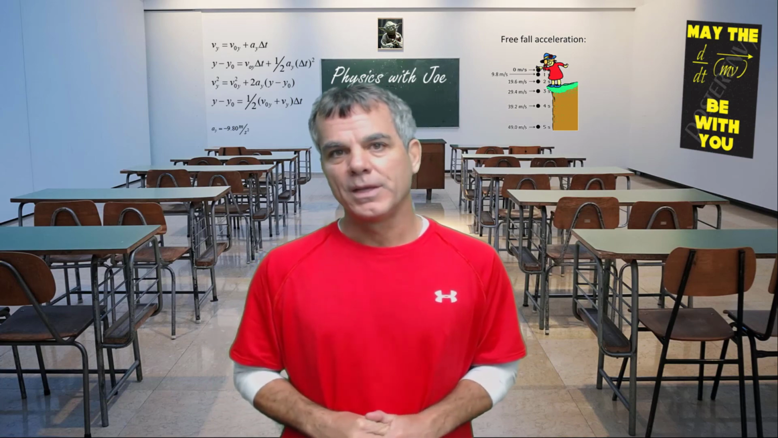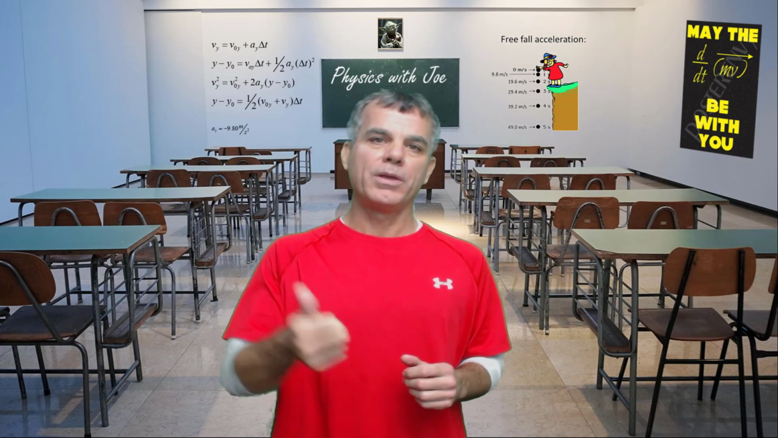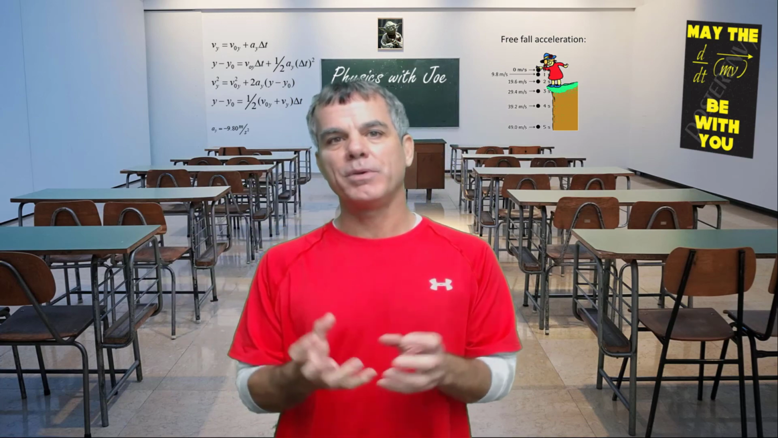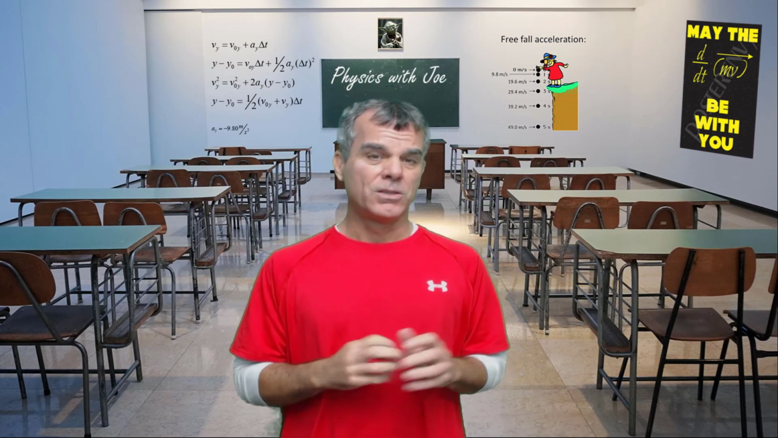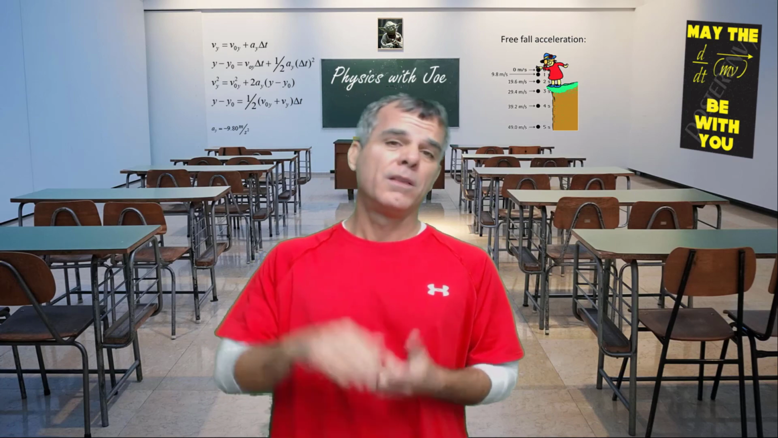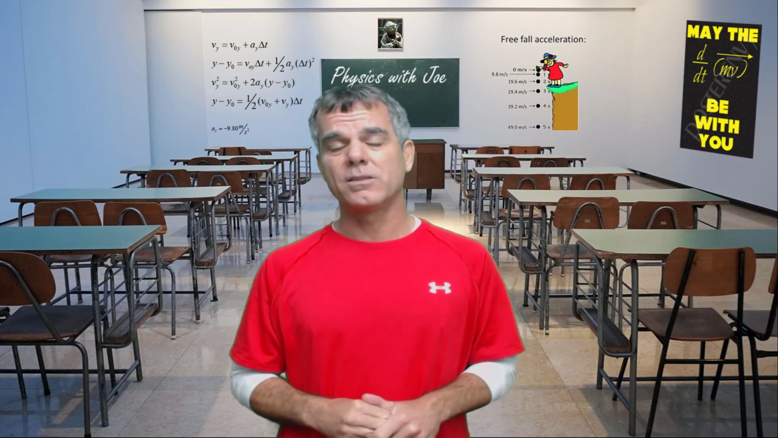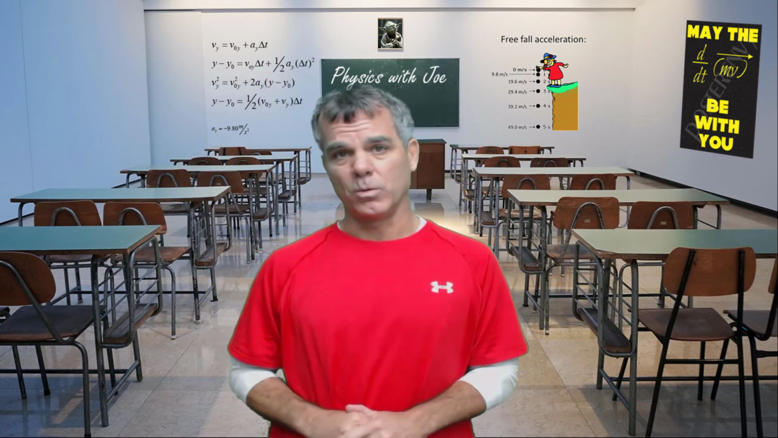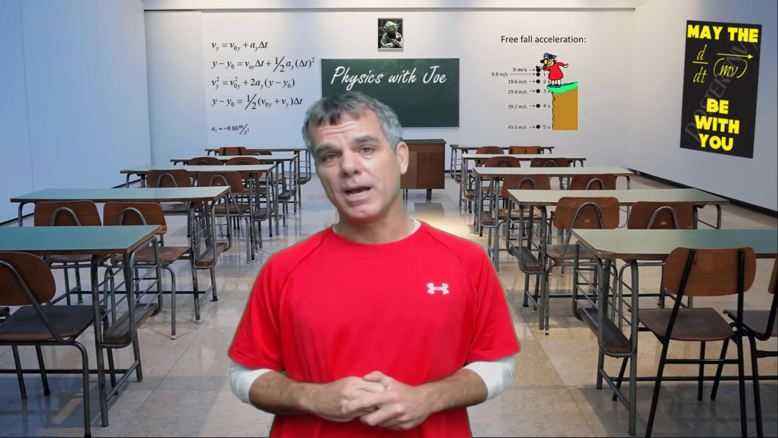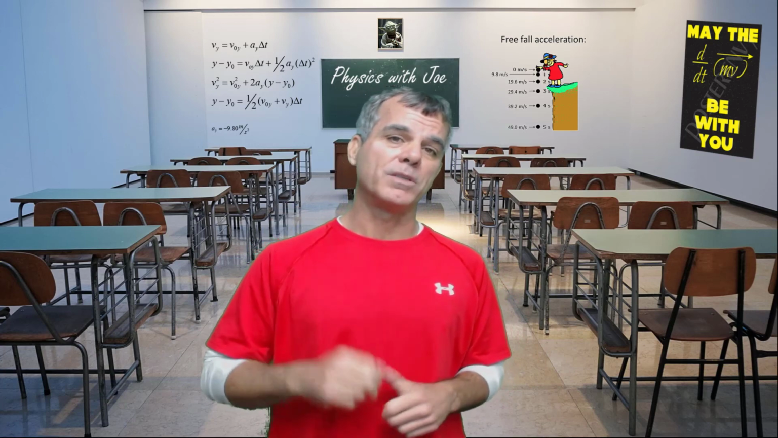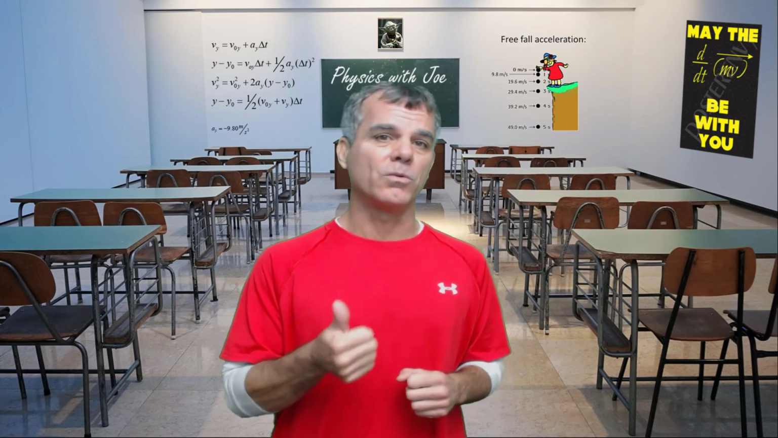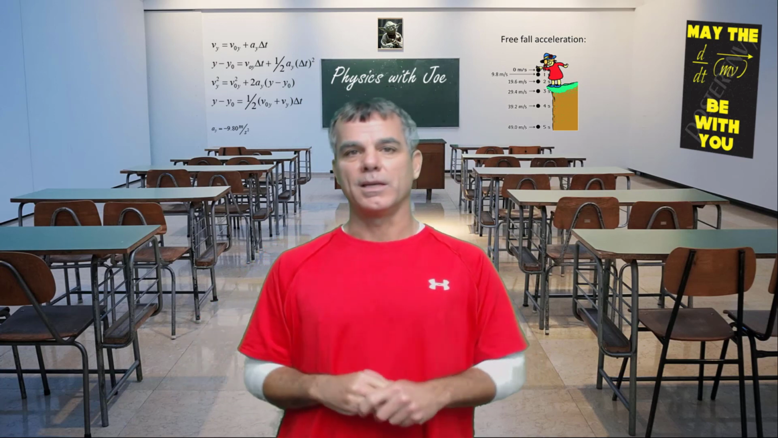Takeaway number three is that on the way up and on the way down, an object will have the same speed at a given height. So if I throw an object straight up in the air, 5 meters above my hand, it's going to have the same speed moving upwards as it does moving downwards. Now the velocities will be opposite because they're traveling in opposite directions, but the speed at a given height is the same on the way up as it is on the way down.